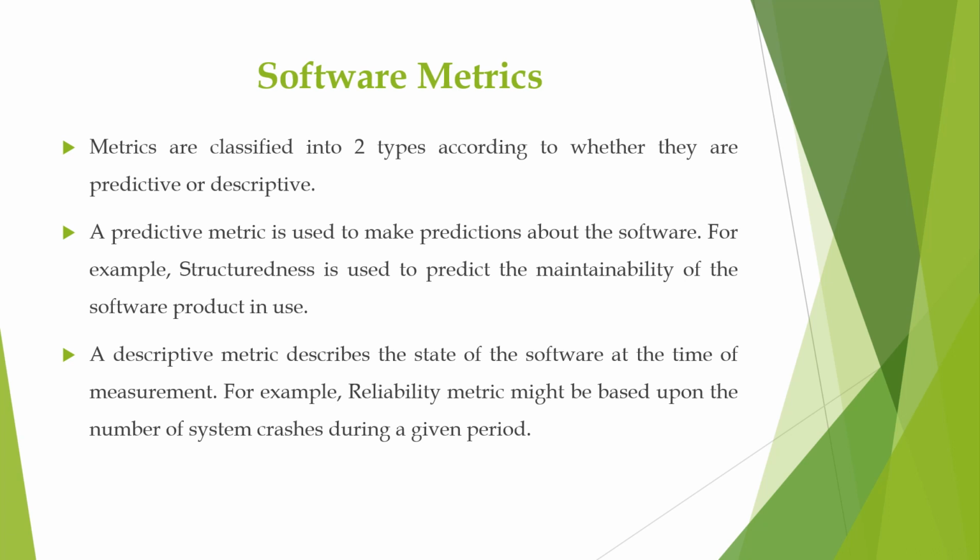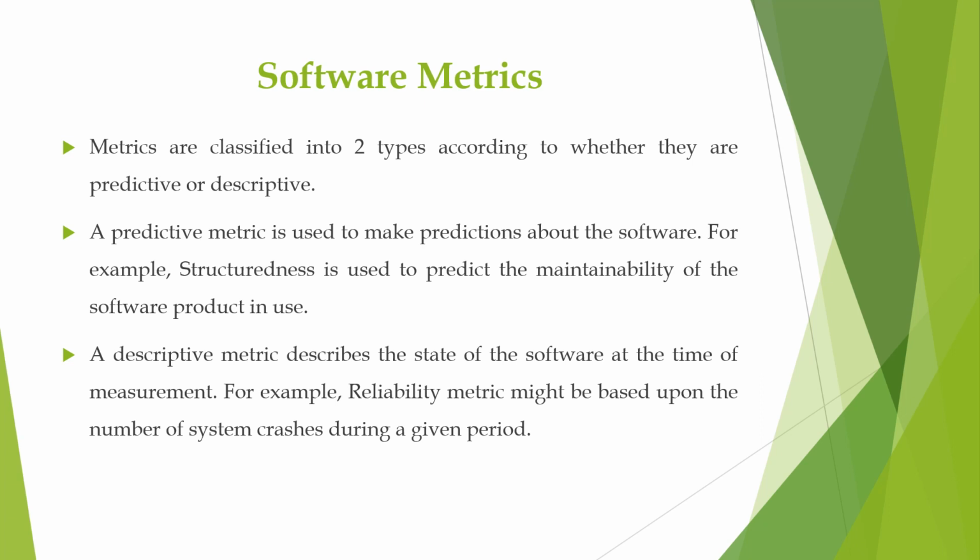The next one is the software metrics. Here metrics are classified into two types according to whether they are predictive or descriptive. A predictive metric is used to make predictions about the software. For example, in the last slide we discussed structuredness. Structuredness is one of the predictive metrics that is used to predict the maintainability of the software product which is going to be used in the client environment.